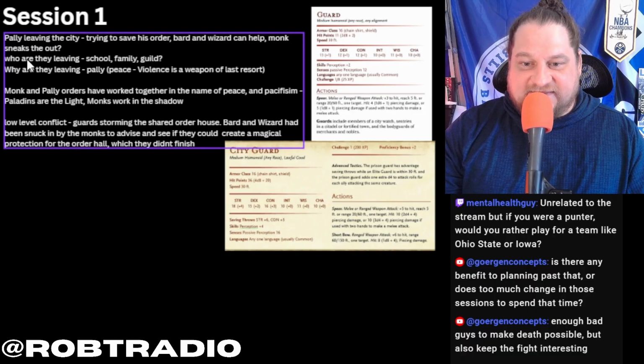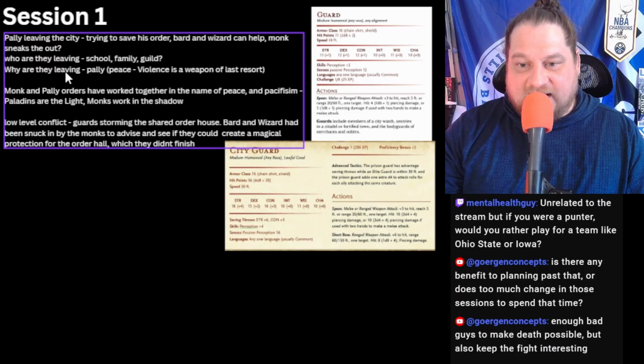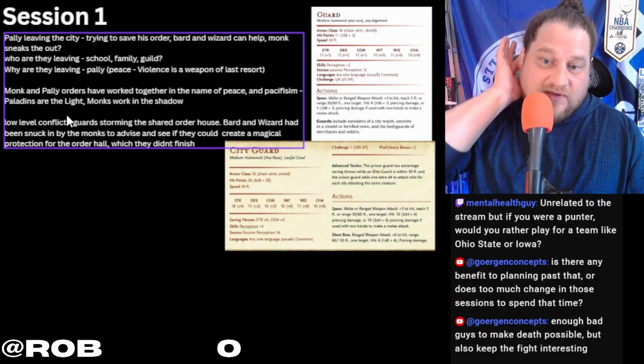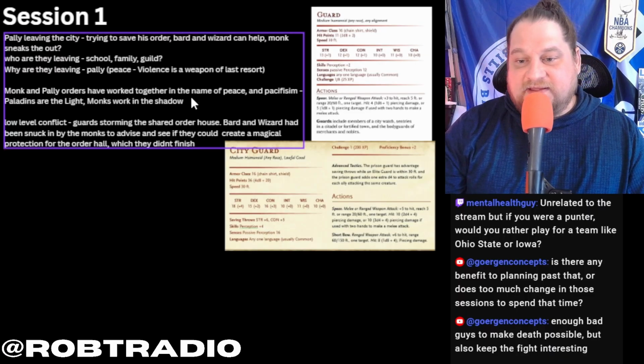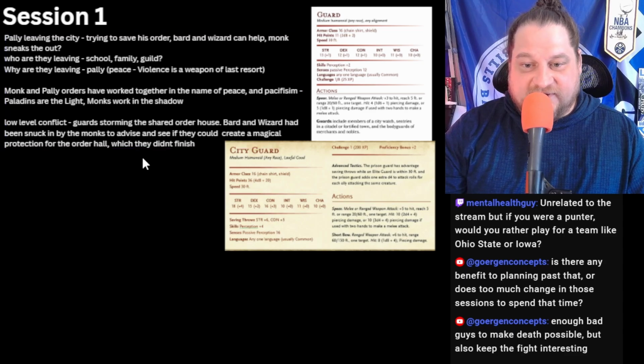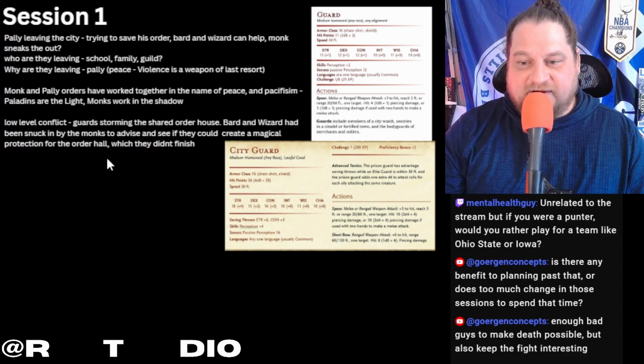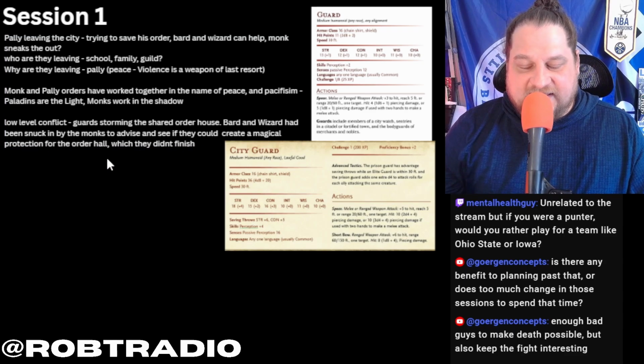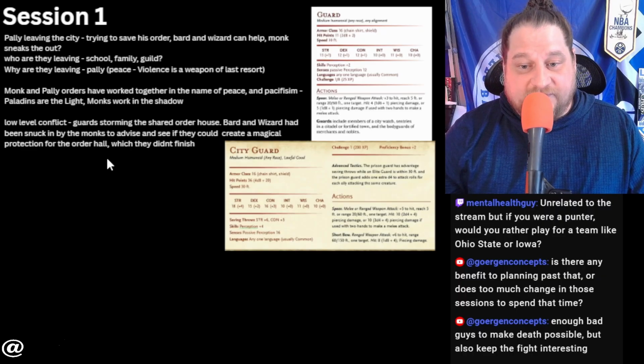So that's how I get the who are they leaving, why are they leaving, right? And I get it out of the way. I put the 2 of them together in the world. I add the bard and the wizard in, and the monk and the pally one would be really similar, and the bard and the wizard one would be really similar.